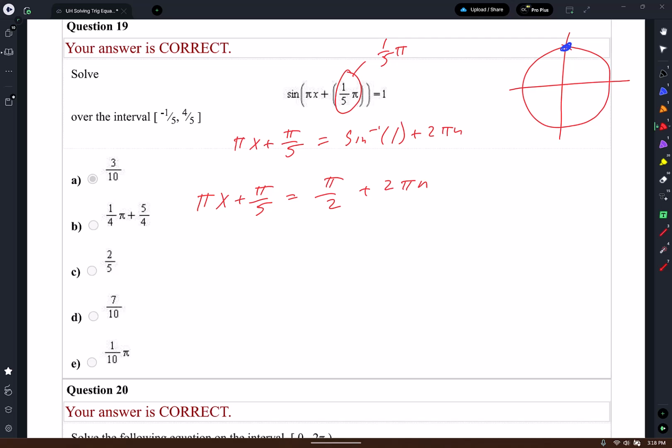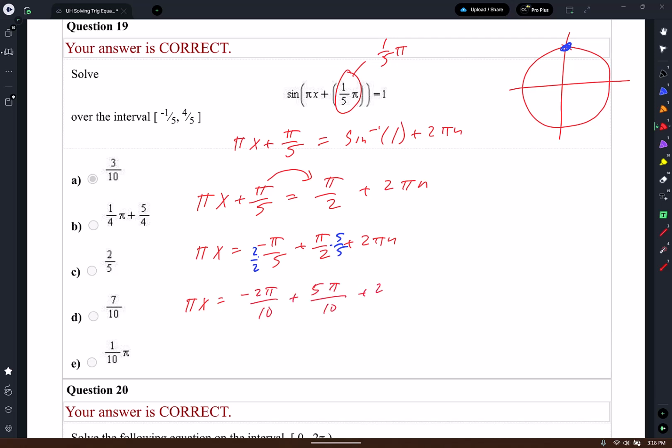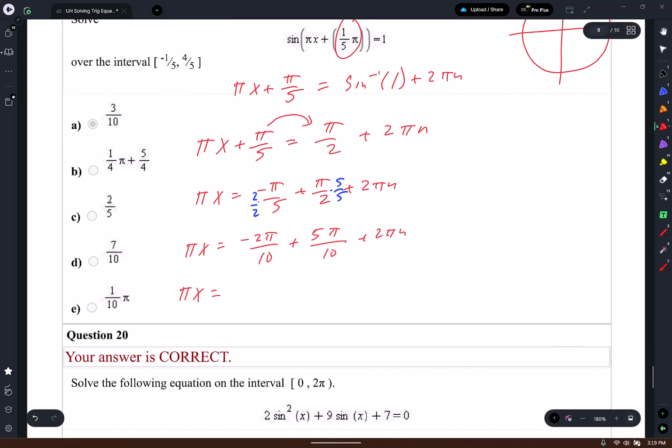Are we okay? All right, move this pi over 5th to the right. Pi x equals negative pi over 5th plus pi over 2 plus 2 pi n. I'm going to find a common denominator, so I'm going to multiply this one by 2 over 2 and this one by 5 over 5. Pi x equals negative 2 pi over 10 plus 5 pi over 10 plus 2 pi n. Let me slow down. Negative 2 pi plus 5 pi, that is 3 pi over 10.